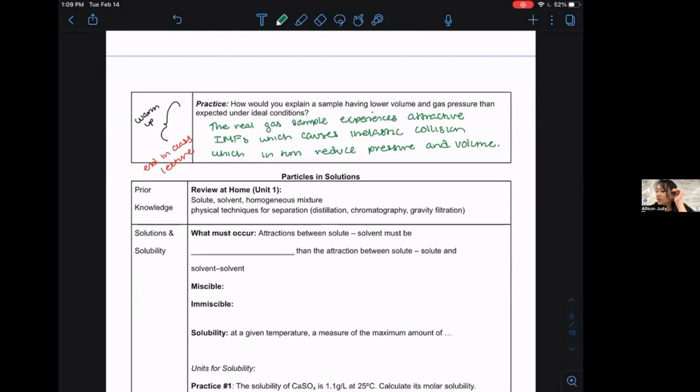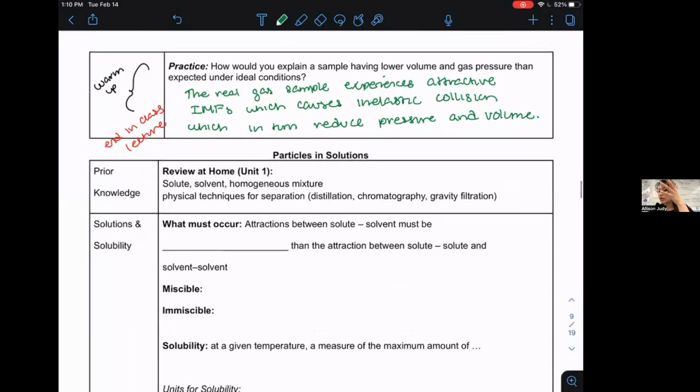Okay, so one thing that you should remember is from Unit 1: solute, solvent, homogeneous mixture versus heterogeneous mixture, physical techniques for separation, and so forth. Okay, we're going to take a focus on homogeneous because remember, homogeneous mixtures are called solutions. Okay, you can't really tell the components initially apart.